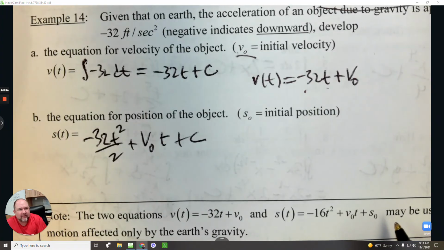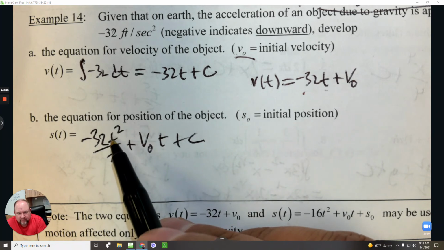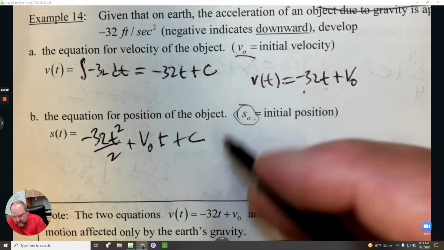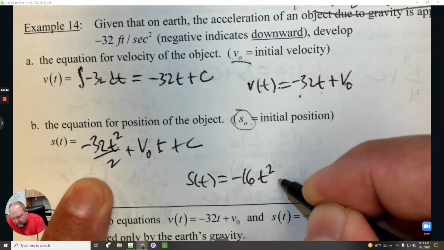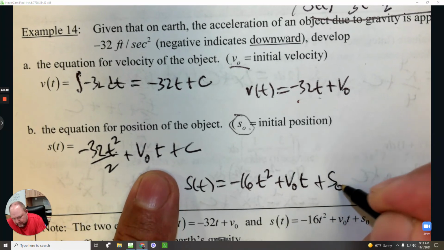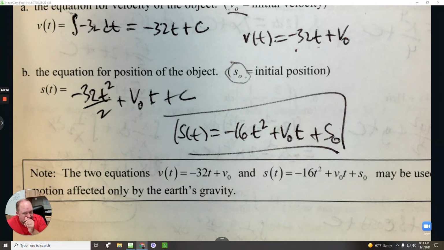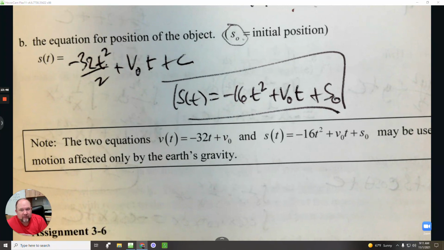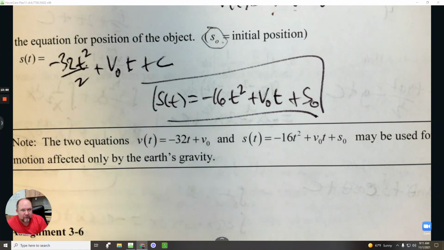And again, we don't have a number for the initial position. So initial means t is 0. So when you plug in 0, the answer is just s sub 0. So our end answer looks like this. This is negative 16t squared plus the initial velocity times time plus the initial position. Very famous formula in physics to understand this. It says these two equations may be used for any motion affected by Earth's gravity. Again, very popular, especially in physics.